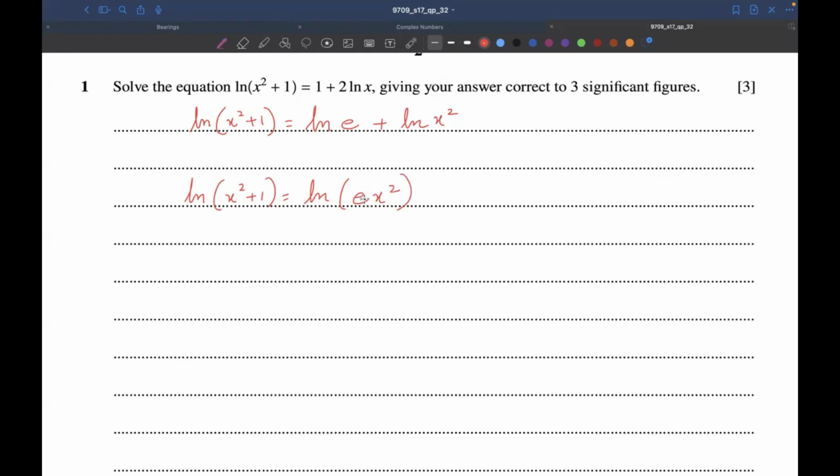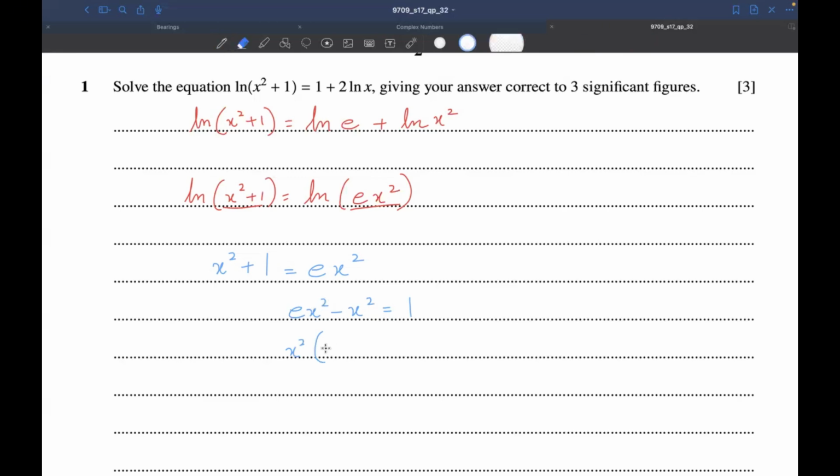And then we can just equate both the sides. So we will get x squared plus 1 is equal to e x squared. Now, e is like a constant. So to solve this equation, we can write it as e x squared minus x squared is equal to 1. So if we take x squared common, that will become (e minus 1).